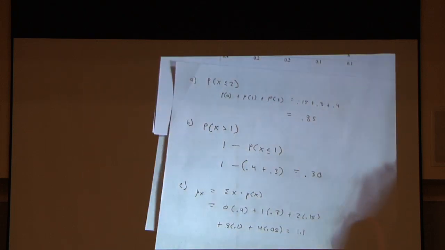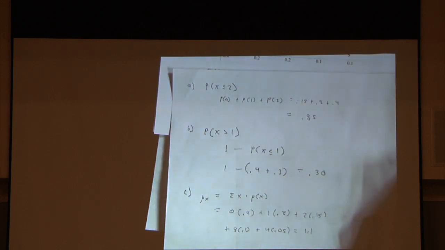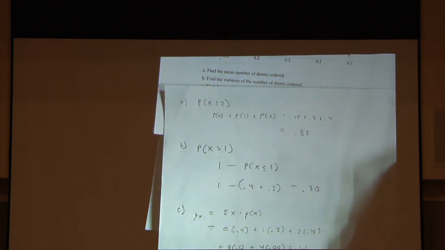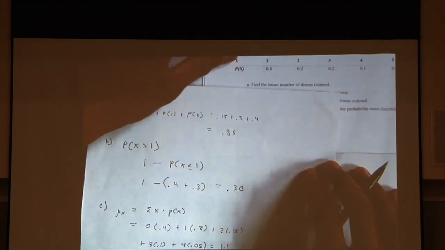A chemical supply company ships a certain solvent in 10-gallon drums. Let X represent the number of drums ordered by a randomly chosen customer. Assume X has the following probability mass function. Let me bring this up.